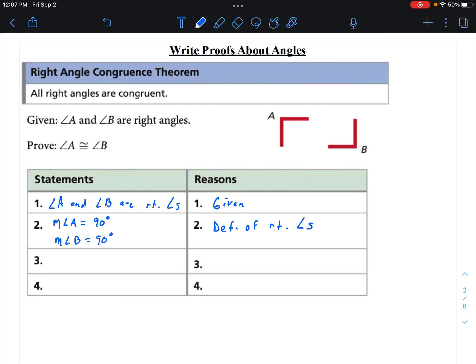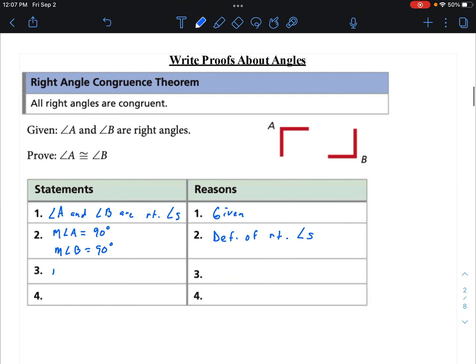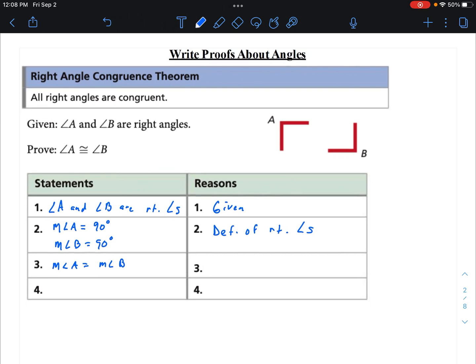And then you can say, okay, well, if they're both 90, then that means they're equal to each other. So the third thing I'm going to write down here is the measure of angle A is equal to the measure of angle B. And you can either do that through the transitive property. If you got A equals 90, B equals 90, cut out the 90 and just say angle A is equal to angle B. So you could say transitive property there. Or you could say substitution property, that you just replaced 90 degrees with angle A, or this 90 degrees with angle B. So you could do substitution property if you'd like.